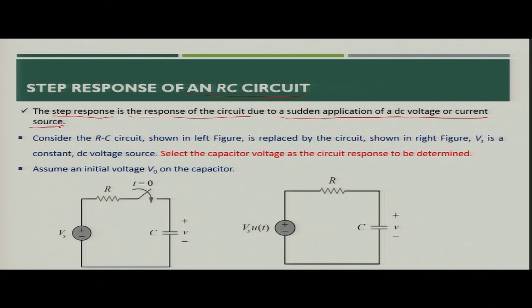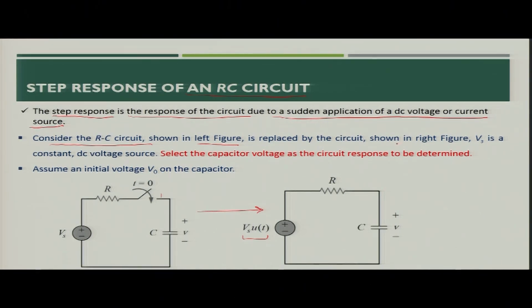Now, let us see the circuit at the left. You will simply switch on the circuit at time t equal to 0. When you switch on the circuit, it will look like the circuit shown in the figure. So you can simply say that Vs is nothing but the unit step, because this unit step is defined by the switch.